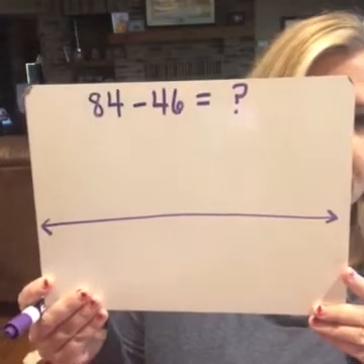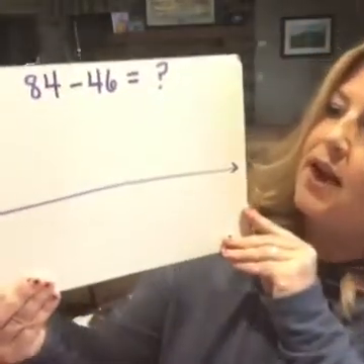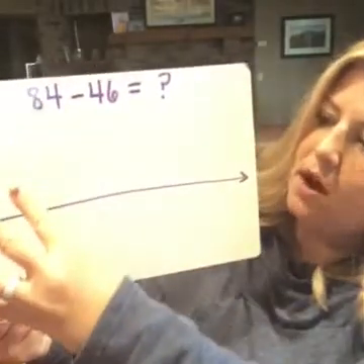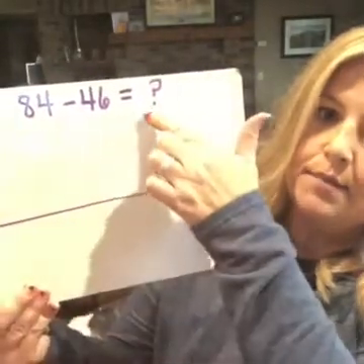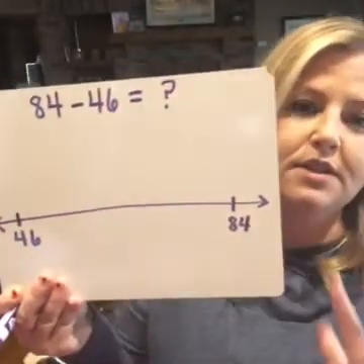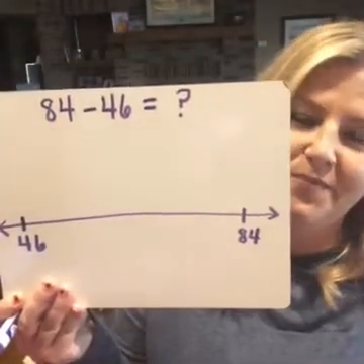Same equation. Because I know how number lines work, and the biggest numbers are here and the smallest numbers are here, I'm going to start on my 46 and count forward until I get to 84, but not past 84. And remember, I want to stop as few times as possible because I want to get there fast, right? Just like if you're going from home to Disney World, you don't want to stop a bunch of times, you want to get there quick.